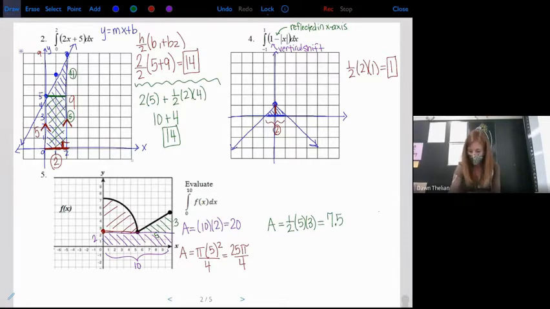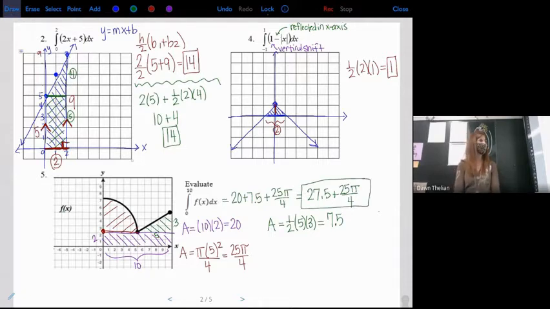So the integral they're asking me to solve is going to be the sum of all of it. So 20 plus 7.5 plus the 25 pi over 4. So we can call this 27.5 plus 25 pi over 4. And without a calculator, we'd have to leave it in terms of pi. Questions? All right.